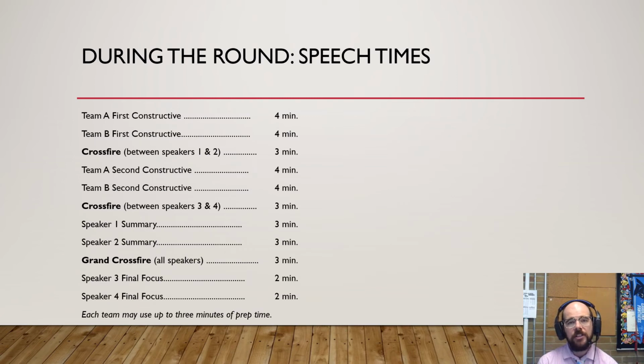During the round, each team has an equal amount of opportunities to speak. They'll alternate speeches, and after every 2 speeches, there will be a crossfire period. We're going to go through and discuss each one of these different types of speech in the order that you will encounter them during the round. These times should also be available to you on the ballots.